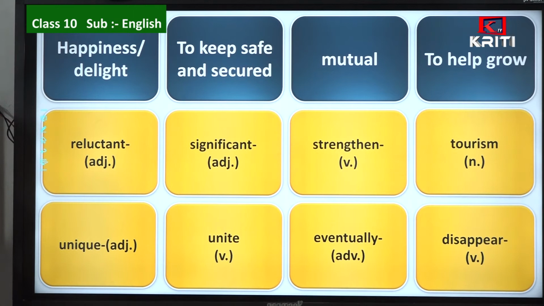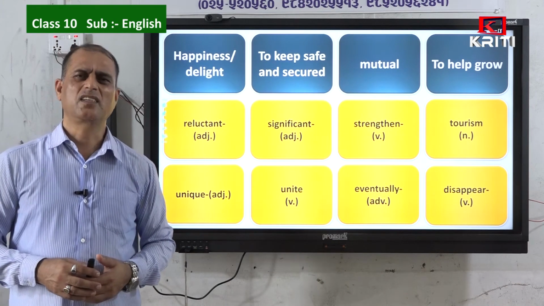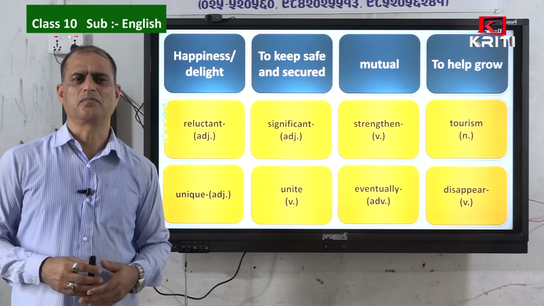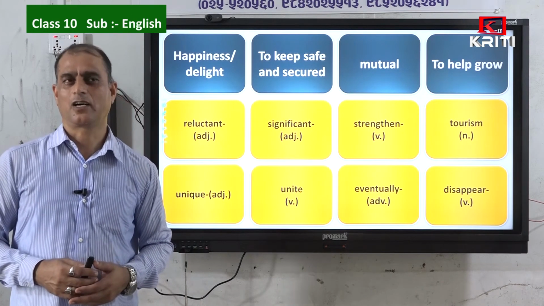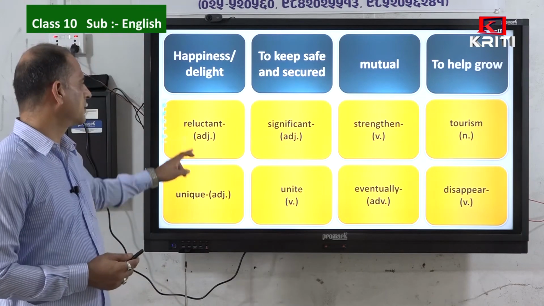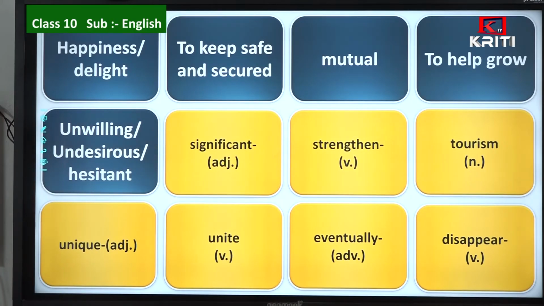Okay, copy the words also. Reluctant. I am reluctant to discuss because the environment is very hot. Reluctant. What does that mean? I'm reluctant to spend a lot of time giving lectures. It means I'm not willing, unwilling, that is reluctant. Meaning unwilling, undesirous, or hesitant. That's reluctant. Let's see another word, that is significant.